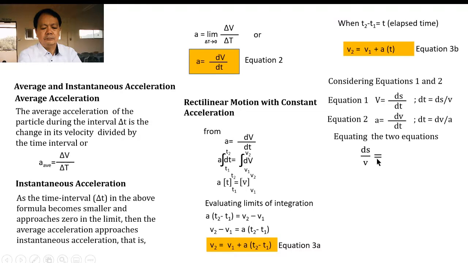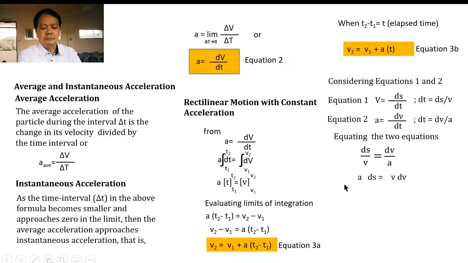And because they are both equal to dt, ibig sabihin yan, we can equate equation 1 and 2, di ba? So if we equate 1 and 2, therefore our ds over v will be equal to dv over a. And again, we are going to examine this equation. It's actually a differential equation which can be solved by variable separable. So if we cross multiply both sides of the equation, our equation becomes a multiplied by ds shall be equal to v multiplied by dv.